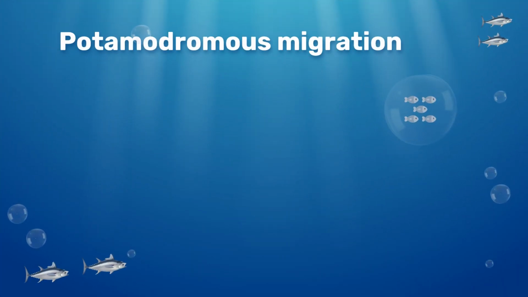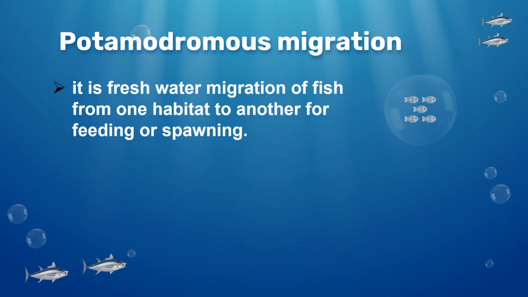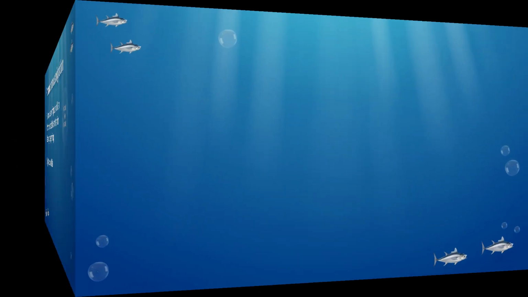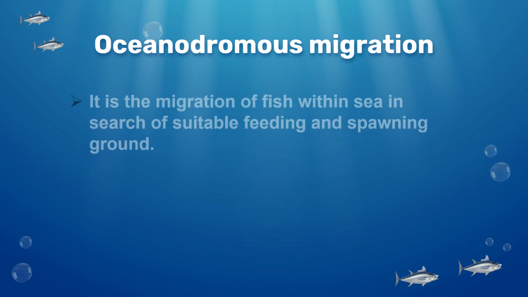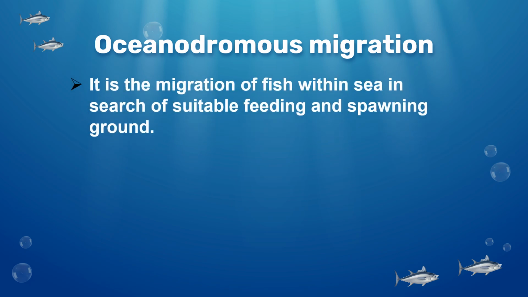Another type is potamodromous migration. It is a freshwater migration of fish from one habitat to another for feeding or spawning. Examples are carps and catfishes. Oceanodromous migration is a migration of fish within sea in search of suitable feeding and spawning ground. Example, Clupea, Thunnus, tuna.